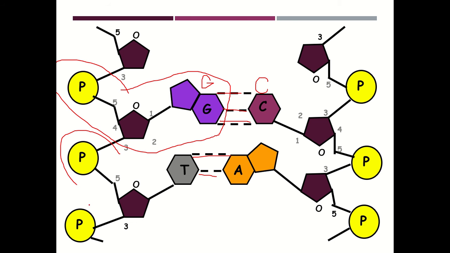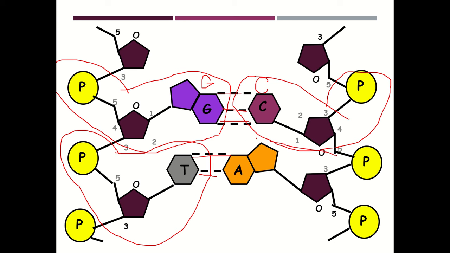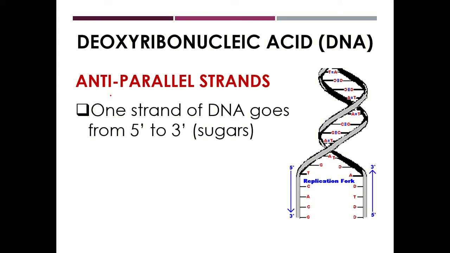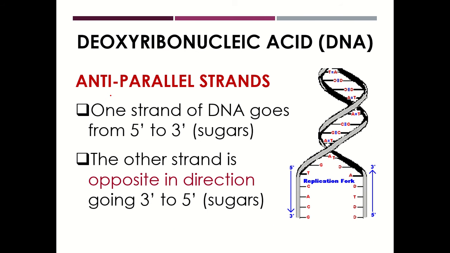So this one, ganun din. Okay? So this one, yan, ganun. As you can see, bonded siya ng mga nucleotides. And DNA is an anti-parallel strand. As you can see, one strand of DNA goes from 5 to 3 sugars. So this one, mapapansin nyo, 5, 3. The other one is 3, 5. So baliktad siya. The other strand is opposite in direction, going 3 to 5.